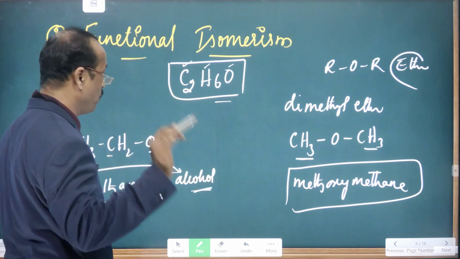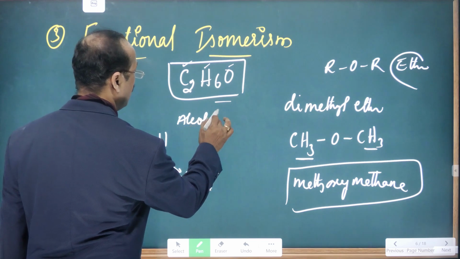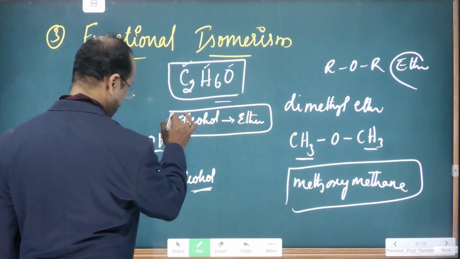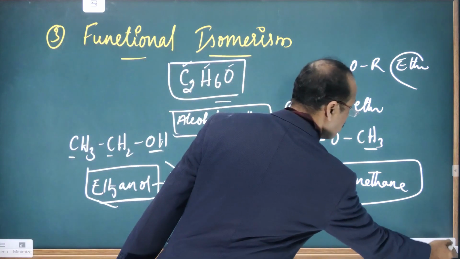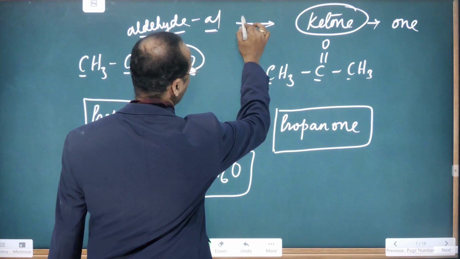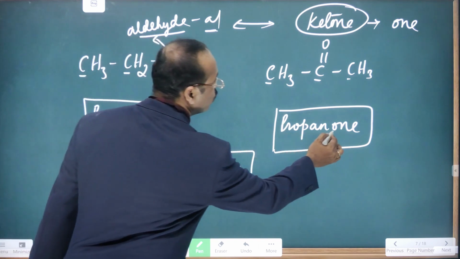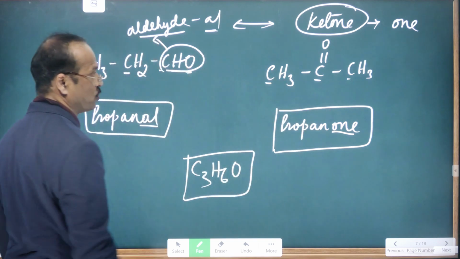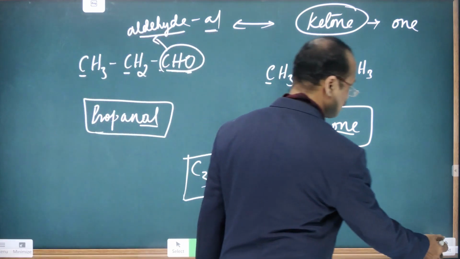A very important thing to remember is that alcohols show functional isomerism with ethers. Remember, this is very important. Similarly, aldehydes show functional isomerism with ketones. So propanal is an aldehyde, propanone is a ketone. Both have the same formula, but here it is an aldehyde functional group and this is a ketone functional group.